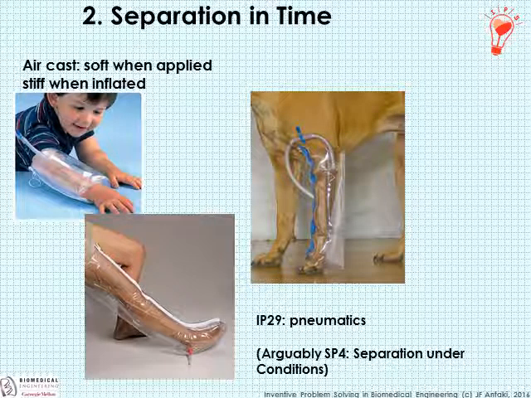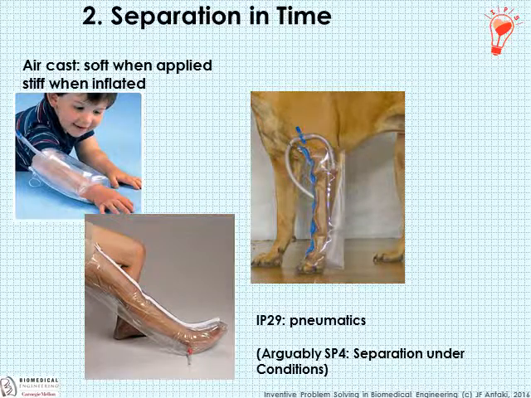And just again, for good measure, this is also a case of separation under conditions, because under one condition where air is not present or there is no pressure in the cast, it's flexible. And then later, when pressure or air is applied, it becomes rigid.